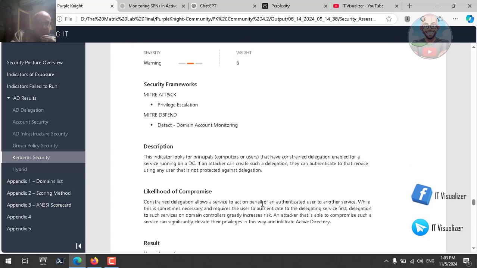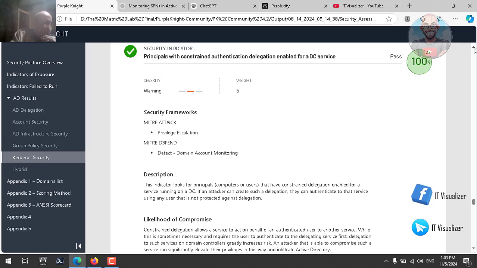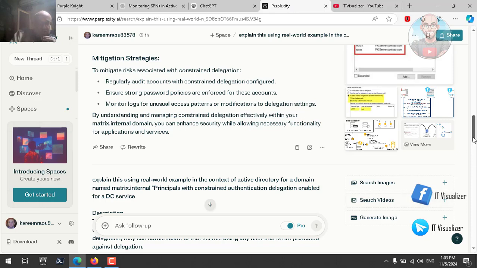Constrained delegations allow the service to act on behalf of an authenticated user. We know all of this. While it is sometimes necessary and requires the user to authenticate to the delegating service first, delegation to such services on domain controllers greatly increases risk. An attacker that is able to compromise such a service can significantly elevate their privileges and infiltrate Active Directory. So this is very, very critical, because here we are delegating to talk to another service on the DC. So they can compromise the service on the DC through the service that is talking to it. Let's see an example here to explain such a situation.